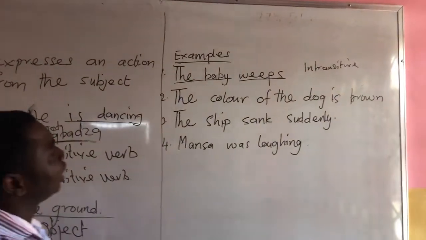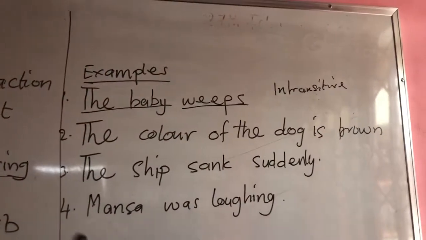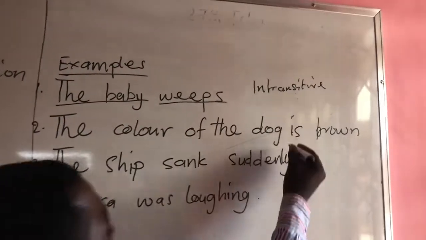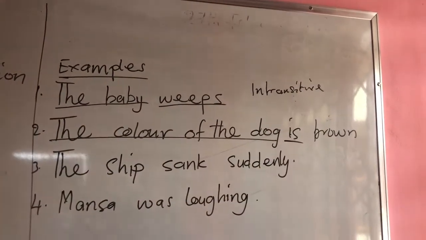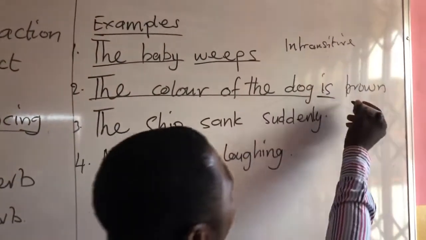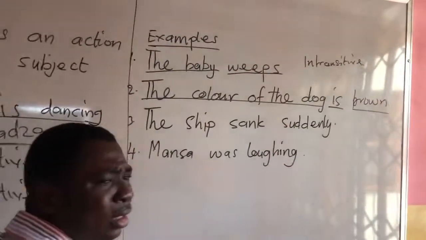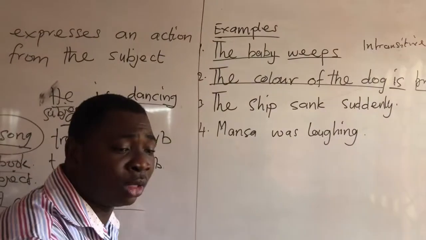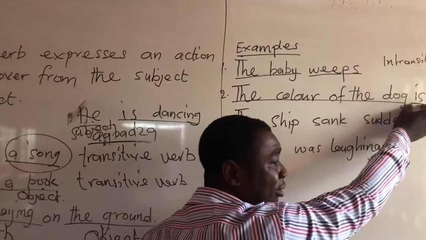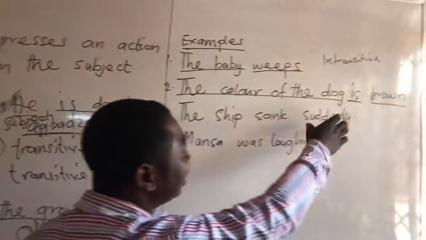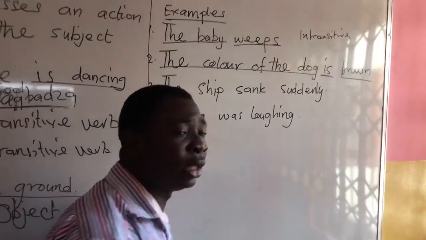Another one: the color of the dog is brown. This is the verb, and brown here is an adjective. We are talking of the color. The color of the dog is brown. So there is nothing happening again. The "is" is just telling us that the dog's color is brown.